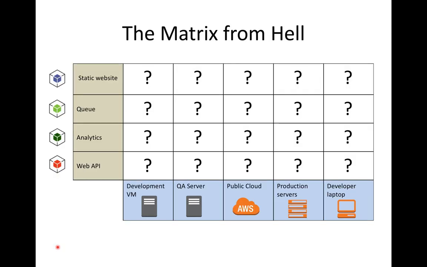Well, what this leads to ultimately is what we call the matrix from hell, which is a situation where we have these application stacks and we need to be able to deploy each application stack to nearly every different type of environment that we need to support in our organization. So our analytics stack has to be deployed to a development environment, a quality assurance environment, the public cloud, a developer laptop. So every single one of these application stacks likely needs to be deployed in all of these different environments.